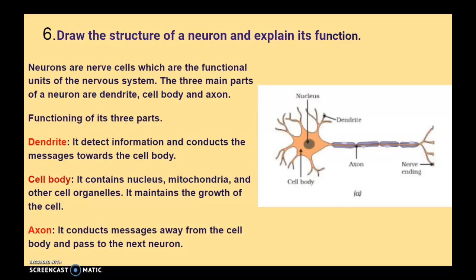It maintains the growth of the cell. Axon, it conducts messages away from the cell body and passes them to the next neuron. Moreover, you need to draw the diagram of the neuron and also label its different parts.